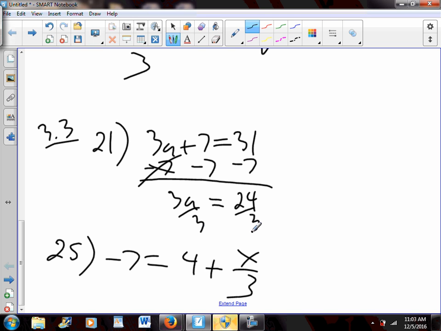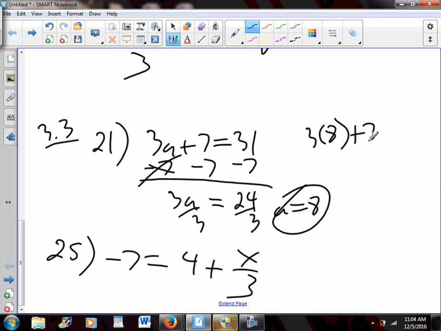Then you divide by 3, and a is equal to 8, and you should place that answer back into the problem to make sure that it works. Okay? In other words, it's 3 times 8 plus 7 equal to 31. I think it does. This is 24 plus 7. You'll see that it checks.